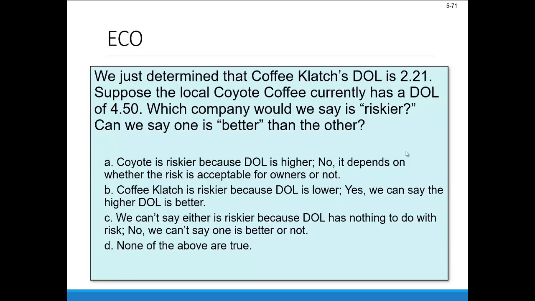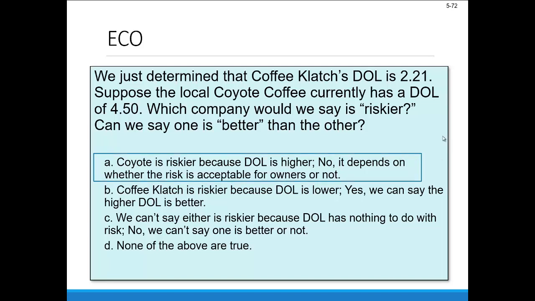Okay, we just determined that Coffee Klatch's DOL was 2.21. Suppose the local Coyote Coffee or Starbucks or wherever you prefer currently has a DOL of 4.5. Which company would we say is riskier, and can we say one is better than the other? So pause this, think through the potential answers down here, and then come back for that solution.